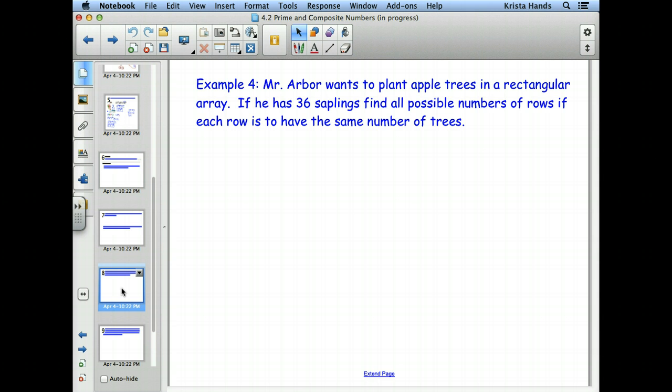12 and 3. So 12 trees, 3 rows. What else could he have?